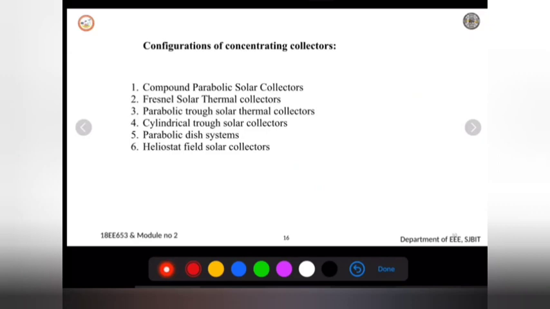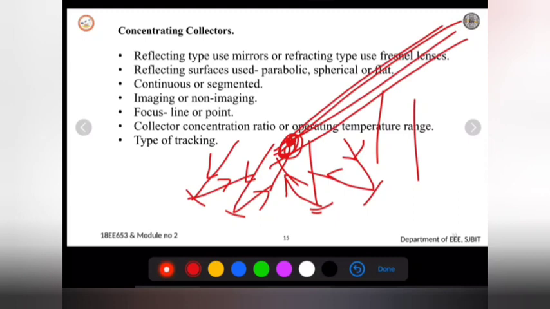Not this one, one more. Okay, one more slide is missing. Okay, I will just list that out.